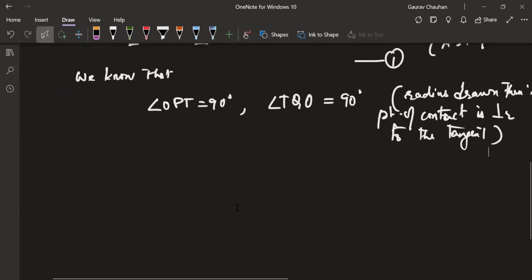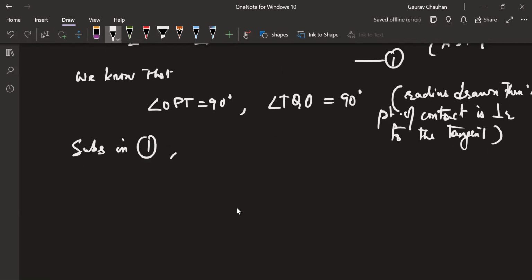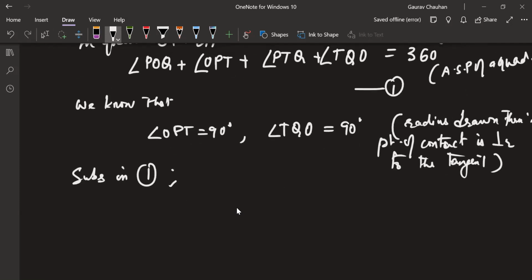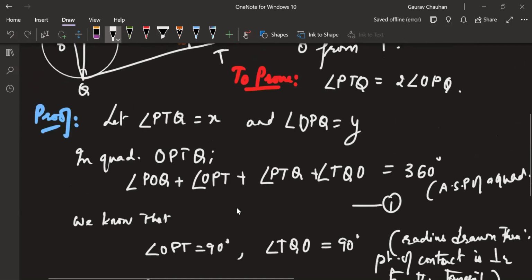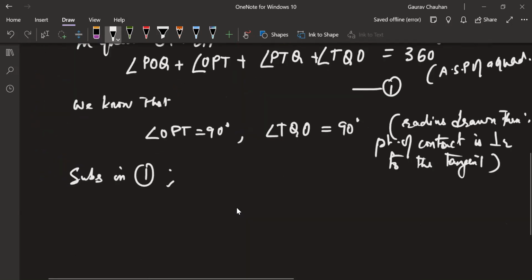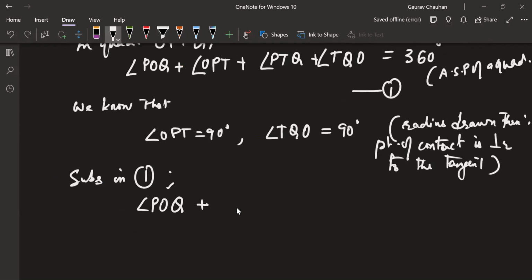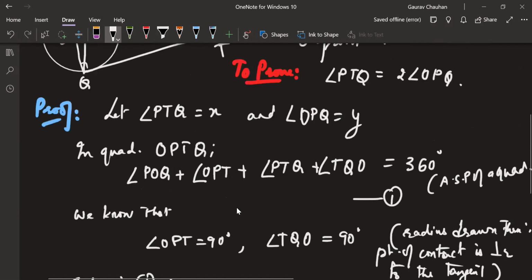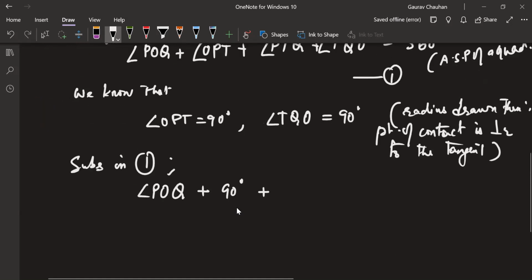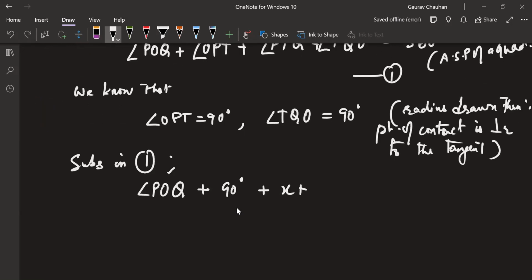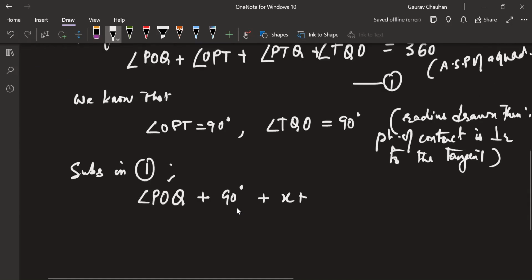Now I'm going to substitute in equation 1. Substituting in 1, in place of angle POQ, I'll write angle POQ. Did we give any name? POQ we did not give any name, so let it be angle POQ only. Plus OPT is 90, PTQ we gave the name as X, and TQO is again 90.